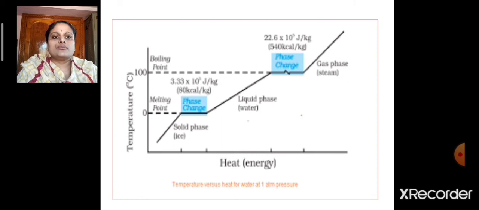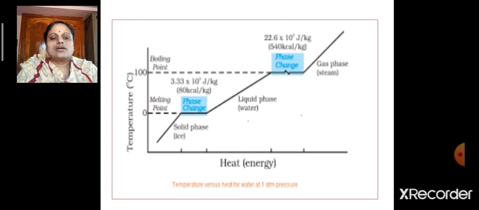Here is a graph between heat and temperature. You can see that initially the amount of heat supplied to a solid increases its temperature. Then when it starts the phase change, that is from solid to the liquid state, the temperature remains constant as indicated by the parallel line. Again, after the entire substance gets changed into liquid state, its temperature starts rising.